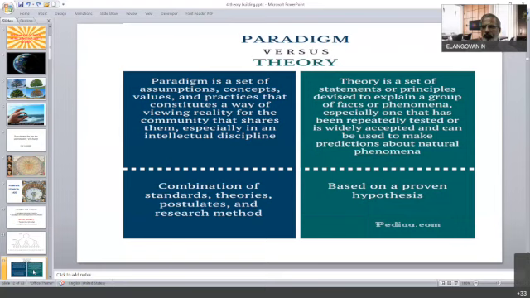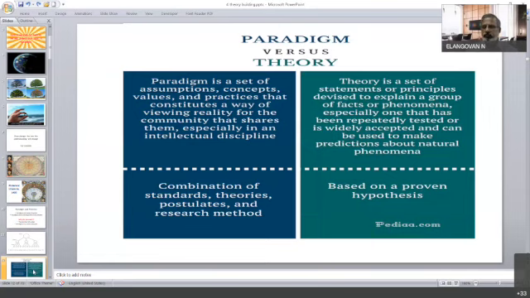Therefore, paradigm is a collection of theories which are converted into certain values or principles through which we see the entire world. So paradigm is a combination of standards, theories, postulates, and research methods. Whereas theory is a set of statements. Theory is a statement, so theory will look like a sentence.